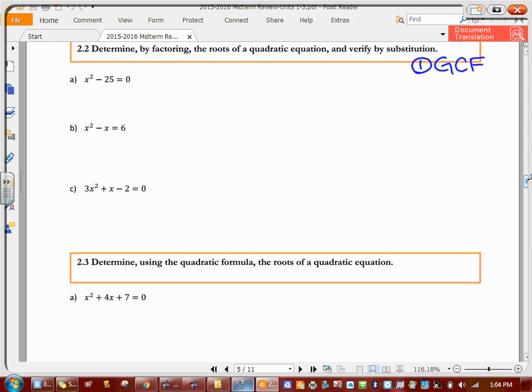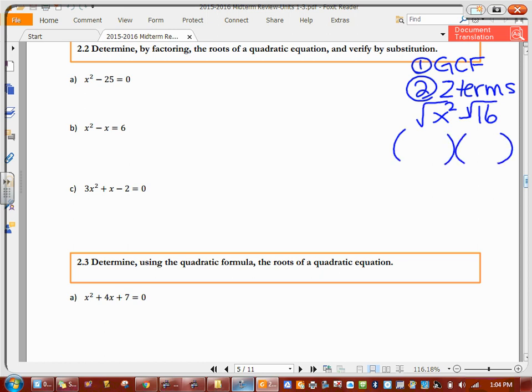Second, after your GCF, what are we looking for? If we've got 2 terms, what are we looking for? Are they difference of squares? Does it look like x squared minus 16? If it does, we square root and open 2 brackets. X plus 4, x minus 4. That's if it's a difference of squares.